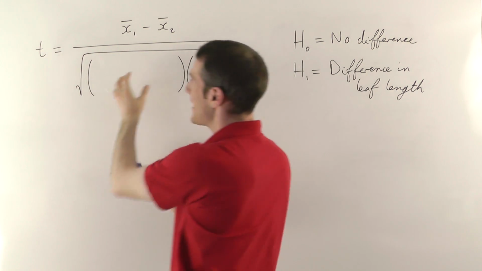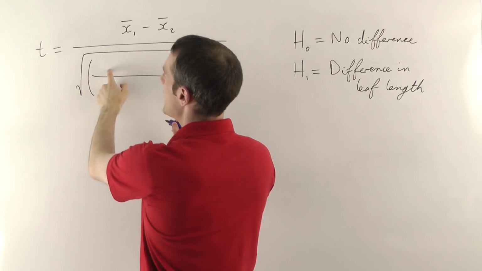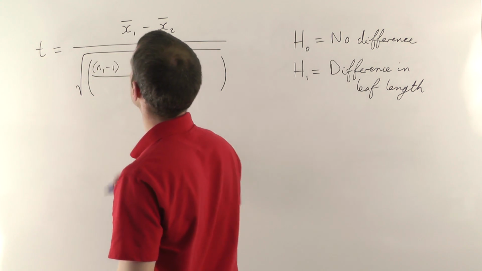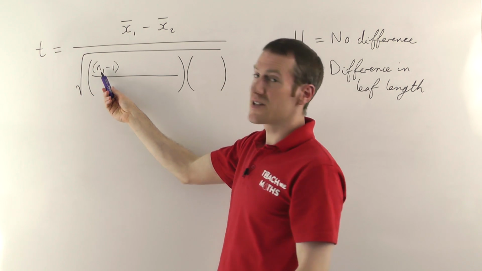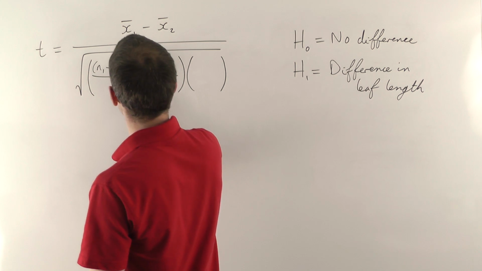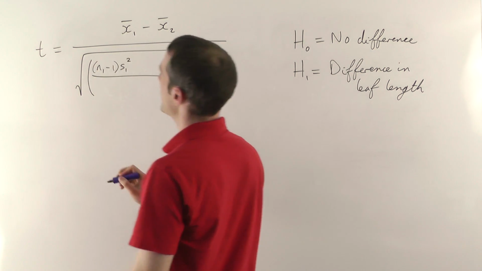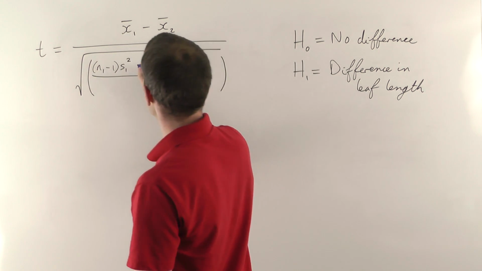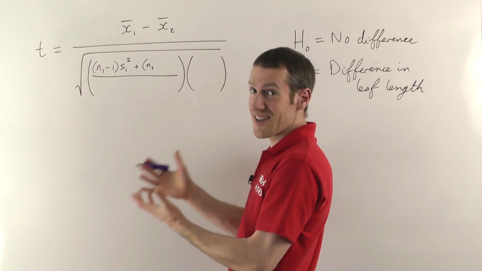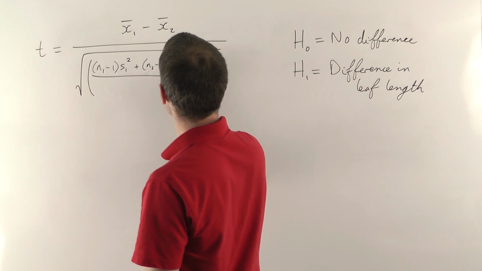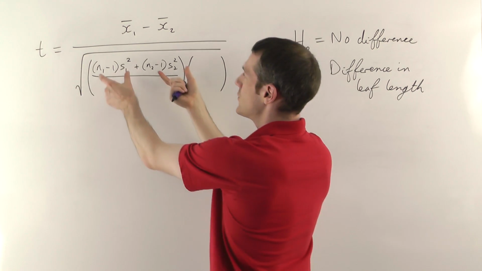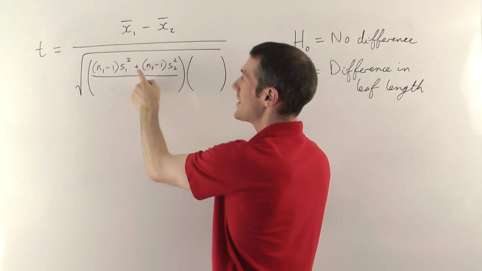This bracket is another fraction. So here you've got n1 minus 1. So that's the number of samples in your first group minus 1. And you times that by the standard deviation of that group squared. And then you add to that the number of samples, the number of leaves in the second group minus 1, and times that by the standard deviation of the second group squared again. So these two things are exactly the same, but for the two different groups, and then we add them together.